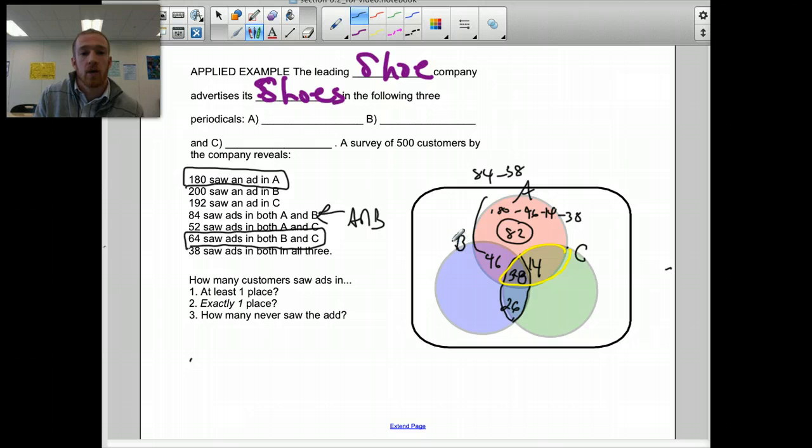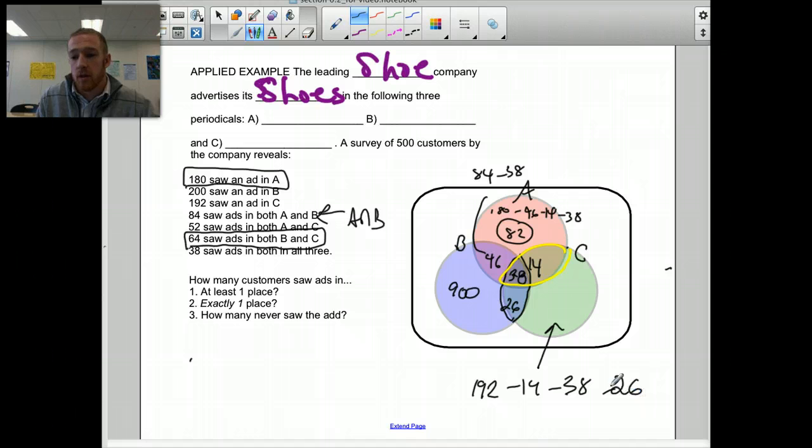Similarly, there were 200 in B, so I have to do 200 minus 46 minus 38 minus 26, and that gives us 90. And then for C, I have to do the total, 192, minus the ones that are already accounted for. So minus 14, minus 38, and minus 26, which gives us 114. So let me just make this a little clearer. We'll circle all the final numbers here for all the various regions.